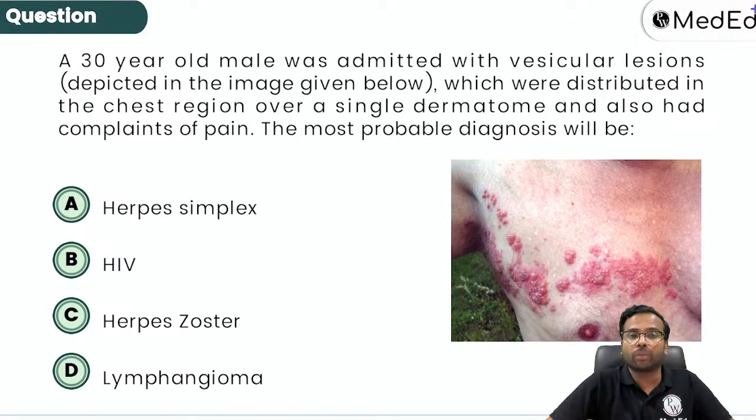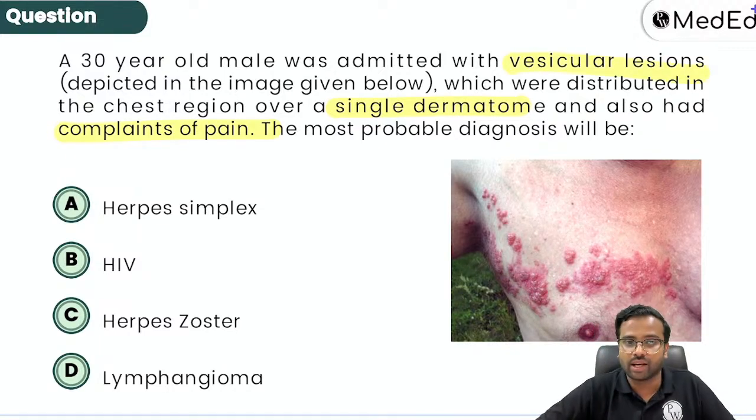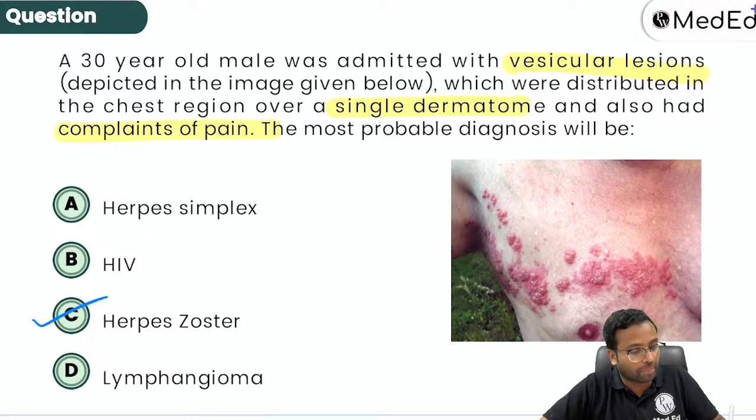A 30-year-old male was admitted with vesicular lesions distributed in the chest over a single dermatome and also had complaints of pain. They have given you all the options here. It's such an easy question that was asked. That is why I always tell you that dermatology is a very easily scoring subject, be it for NEET PG or FMG. So here we have a single dermatome. The patient has pain and you can see vesicular lesions in the chest. Now, what is the diagnosis? Excellent. The diagnosis is herpes zoster.